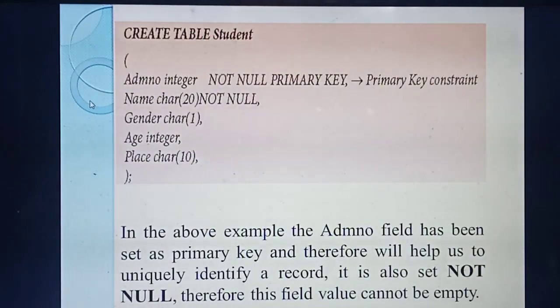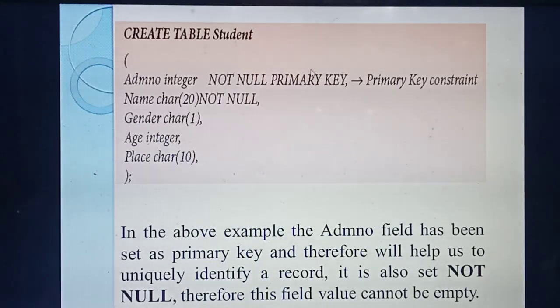Listen. So the first field they are giving is admission number. What's the first thing you are giving? Not null. Okay. Next, primary key. You have already studied this. If you are giving a primary key constraint, you should give a not null constraint. That means that field must have some values. Isn't it? That is called primary key constraint.